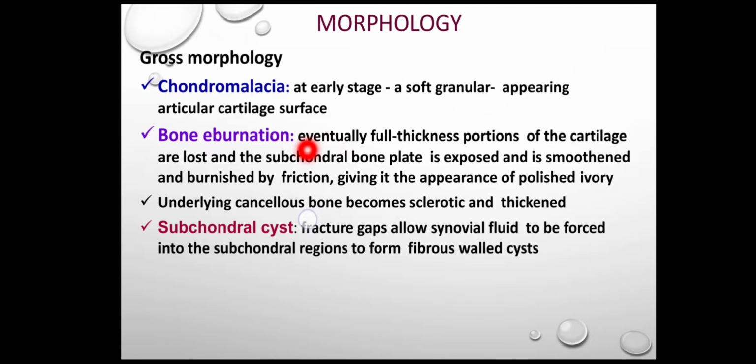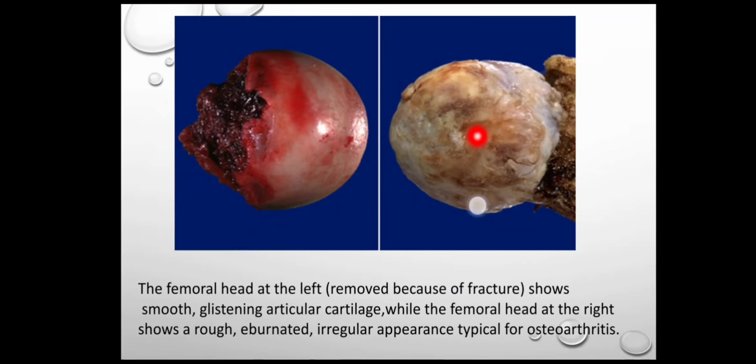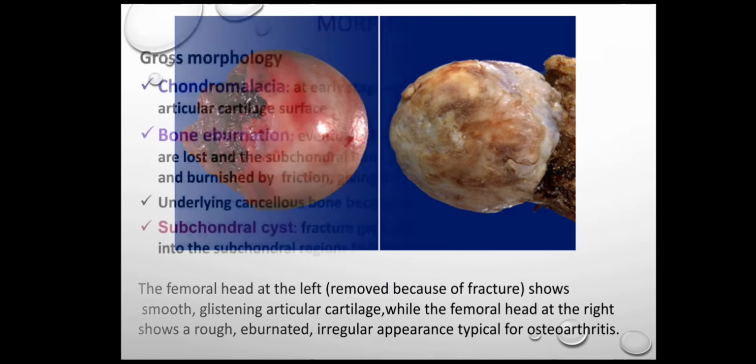So when the cartilage is sloughed off, the bone below the cartilage is exposed. That's called the subchondral bone plate. So there will be smoothing and polishing of that subchondral bone, giving it a polished ivory appearance. So this is how the subchondral bone after the loss of the cartilage will look, giving it a polished ivory appearance that is typical of osteoarthritis.